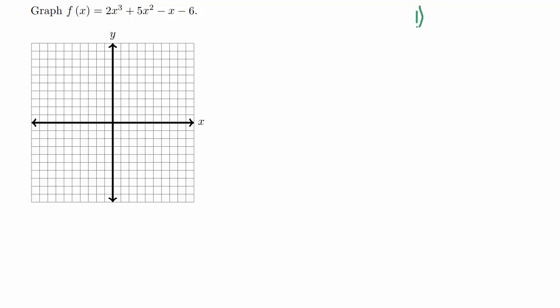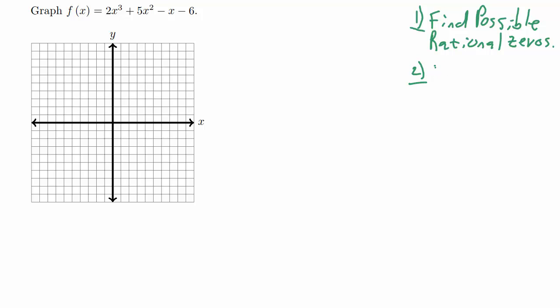The first one is going to be to find all possible rational zeros. Okay. Once you do that, you want to find all of the zeros and the multiplicities. Now, notice that number one is just all the possible rational zeros. That's going to help you limit what you need in order to actually test for zeros using synthetic division.